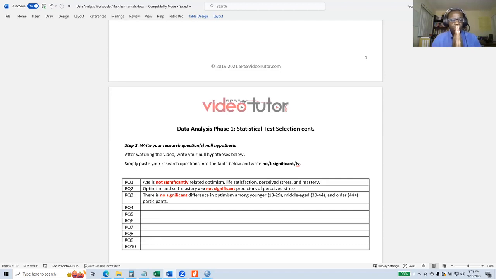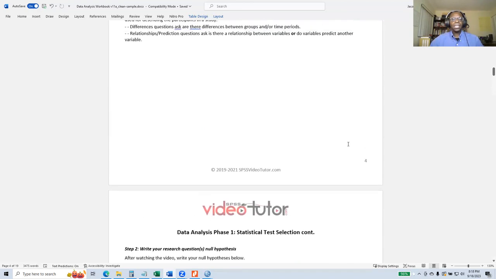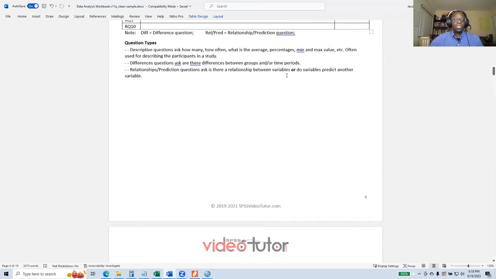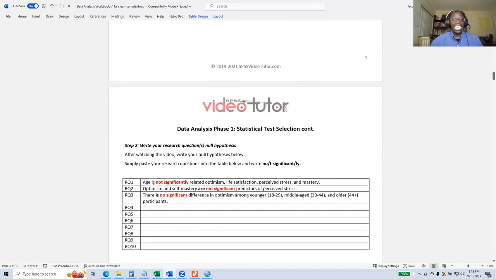Now, for the first research question, we had, is age related to optimism, life satisfaction, perceived stress, and mastery? So the null hypothesis is going to be no, it's not. So the way we write that is we say age is not significantly related to optimism, life satisfaction, perceived stress, and mastery. If that makes sense, type in a Y. If it doesn't make sense, type in an N.